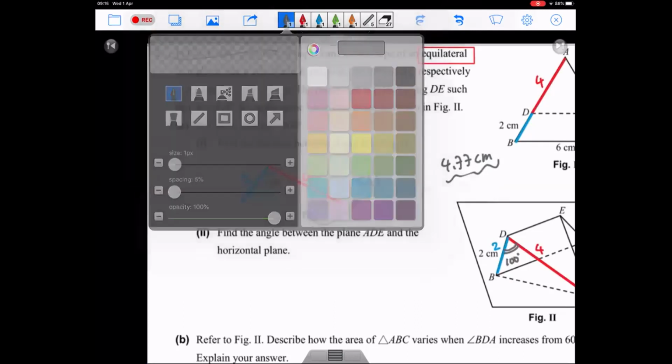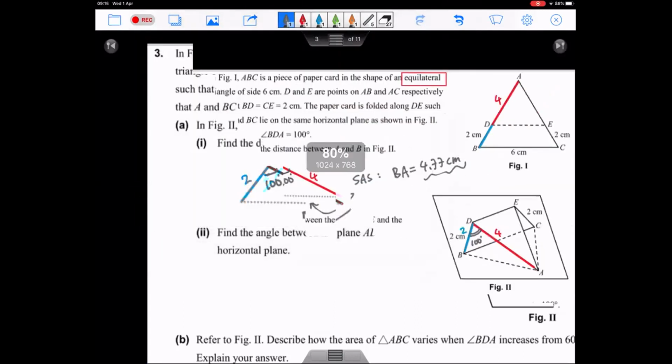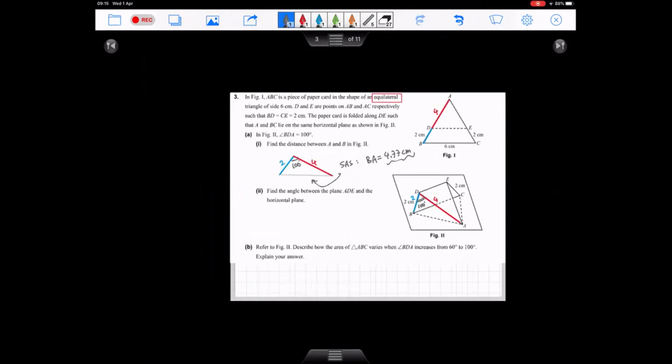So this is BA equals 4.77. All of us are correct in finding this BA. All right. Now the problem comes in the second part. Find the angle between ADE and the horizontal plane.